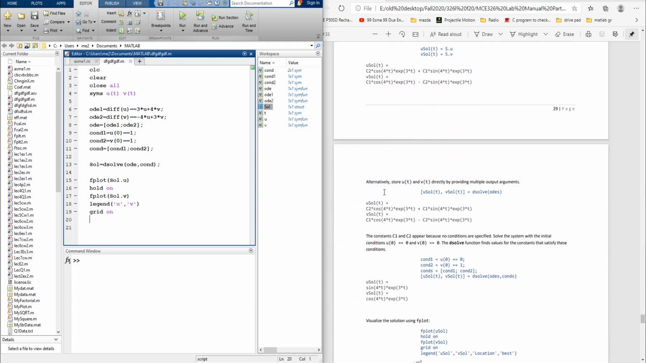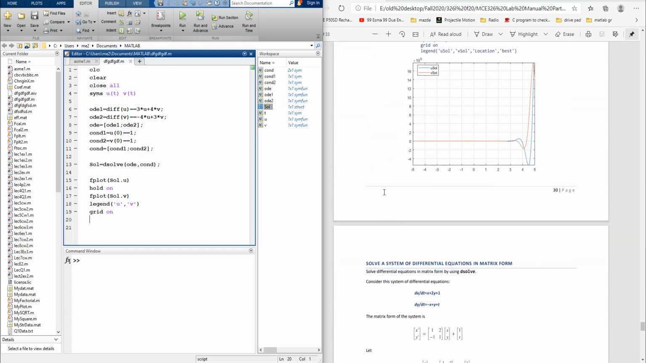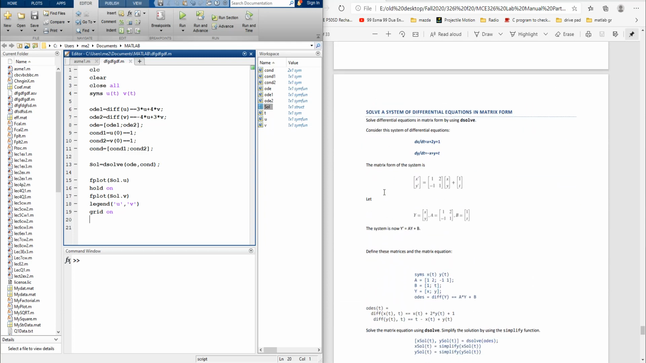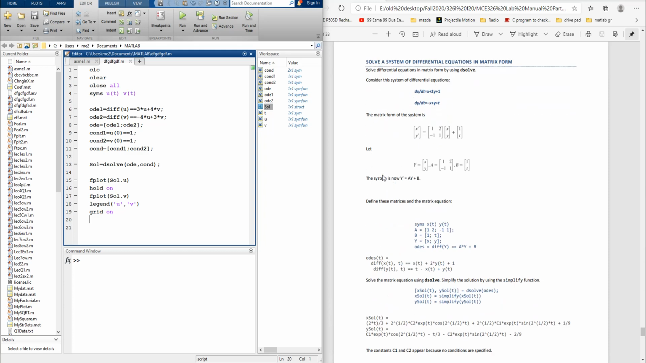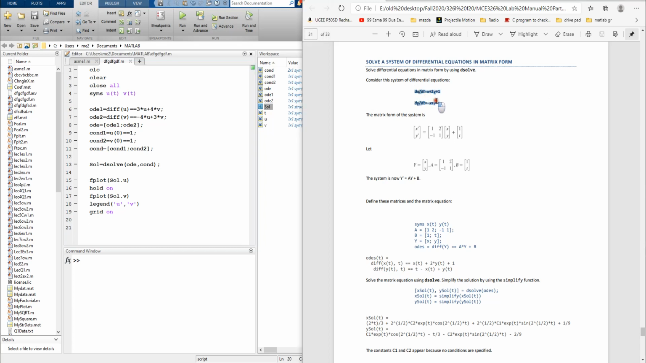Now, how can we solve a system of ODEs using a matrix form? Sometimes matrix form will be better than the previous one, but both of them work well. Never mind. But say that we have these two ODEs, ordinary differential equations: dx over dt equal x plus 2y plus 1, and dy over dt equal minus x plus y plus t.